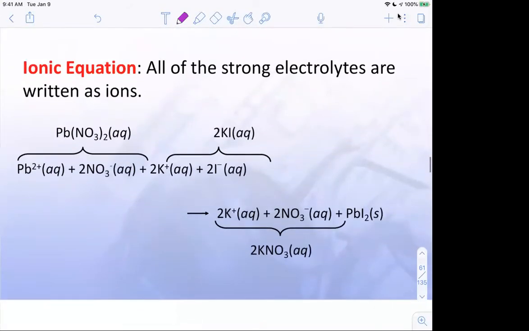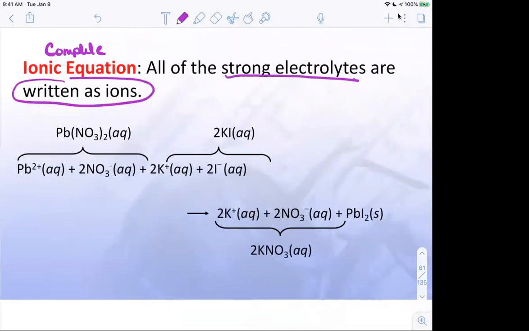I could also have the ionic equation. This is also the complete ionic equation, where all of the strong electrolytes are going to be written as ions. So my lead-2 nitrate is going to dissociate into one lead-2 plus ion, aqueous, and 2 nitrate ions, aqueous. My potassium iodide is going to dissociate into, because I have this coefficient here, 2 potassium plus ions, aqueous, and 2, remember this is sort of like the distributive property, 2 I minus ions.